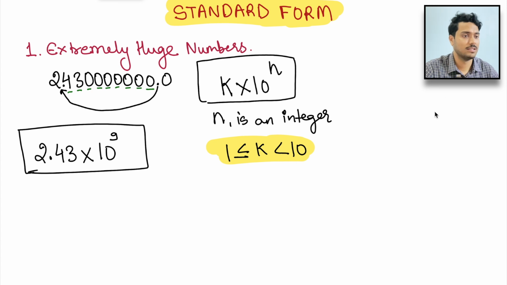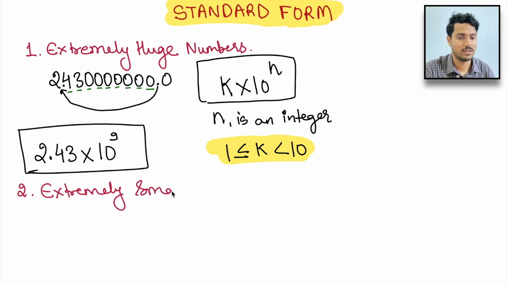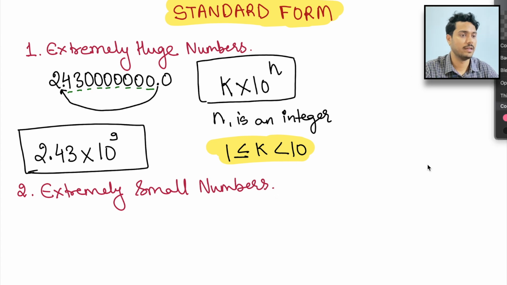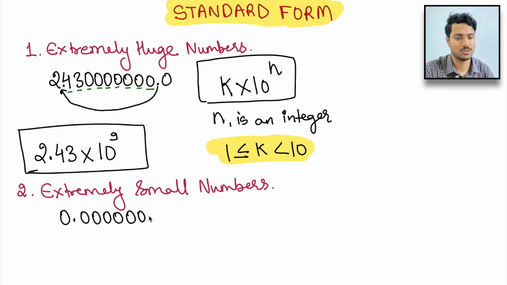Now let's check the second example. The second example is extremely small numbers. Like let's say we have 0.000000919. In this case, we can clearly see that the number is very small, and we still have to write it down in the form of k into 10 raised to n in this form.